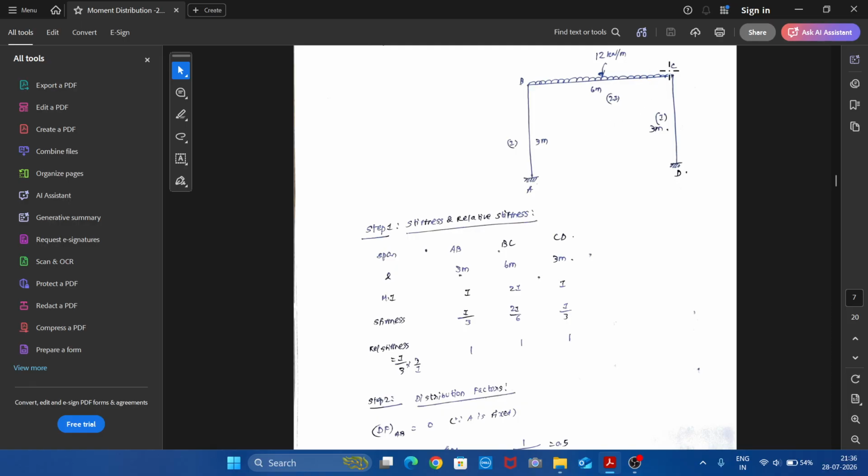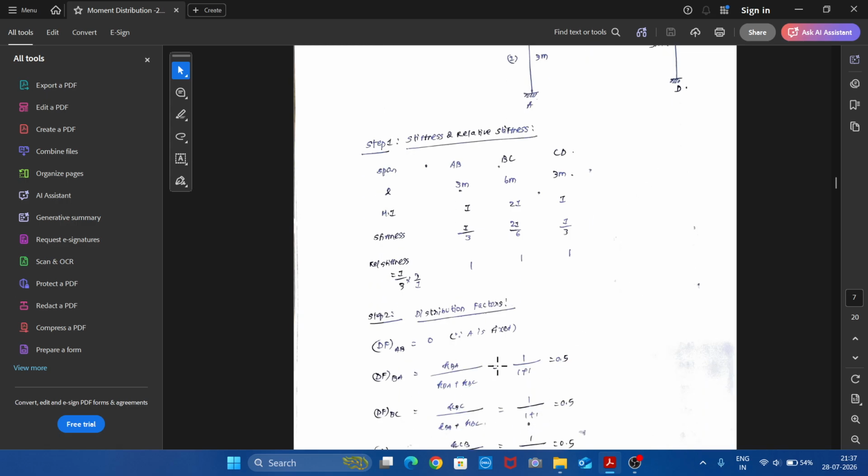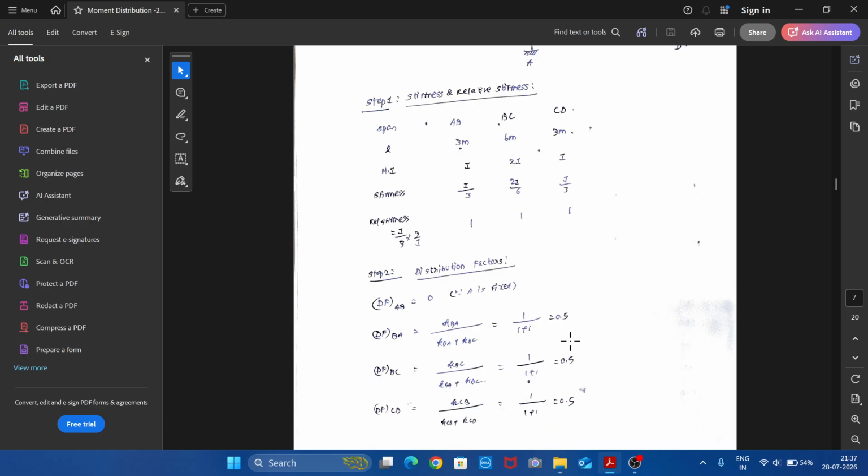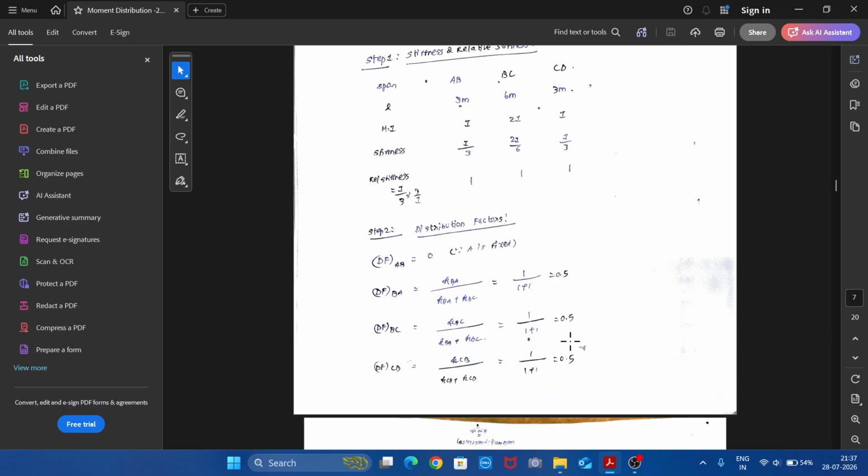In a similar way, distribution factor for CB will be KCB by KCB plus KCD, and distribution factor for CD will be KCD divided by KCB plus KCD. Then distribution factor for DC will be 0 since D is fixed. So using that, substituting the K values which we have as the relative stiffness, we will get the distribution factors for every member.